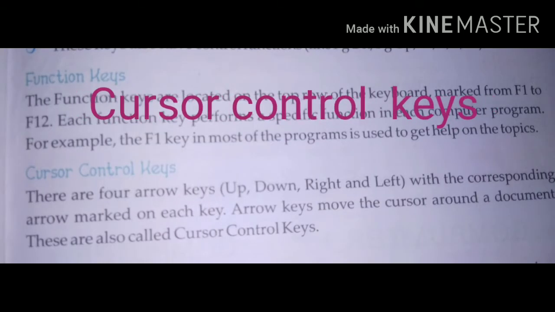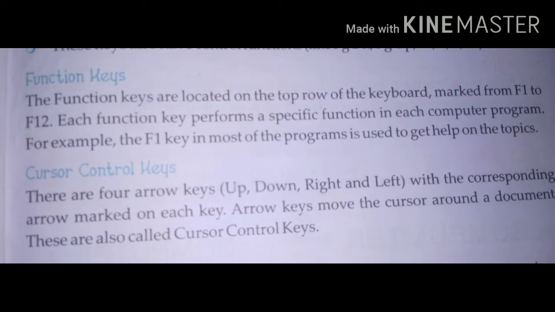Next key is cursor control keys. There are 4 arrow keys: up, down, right and left, with the corresponding arrow marked on each key. Arrow keys move the cursor around a document. These are also called cursor control keys.